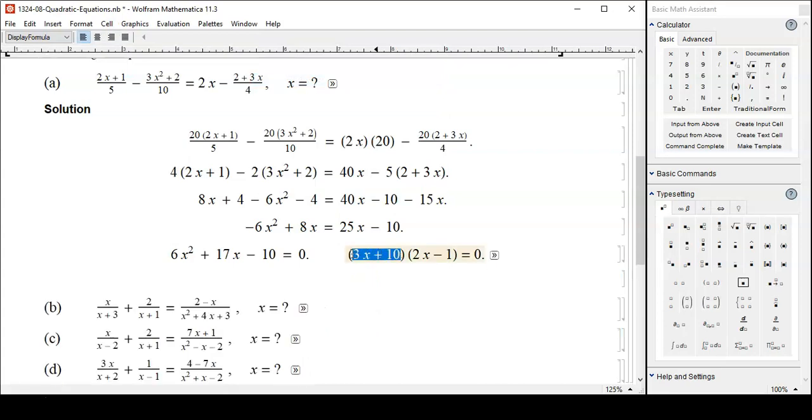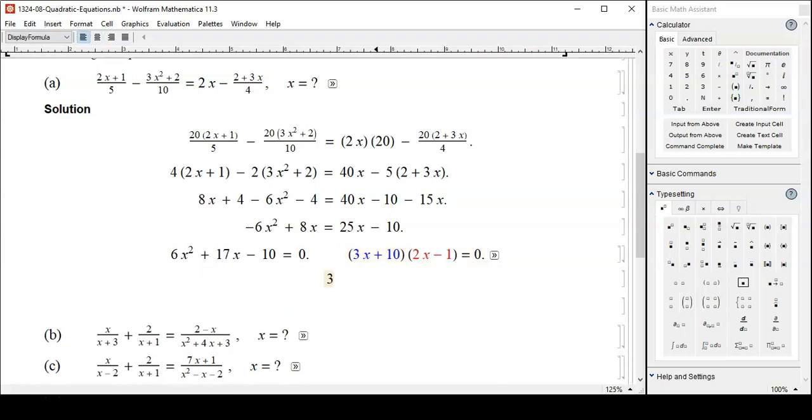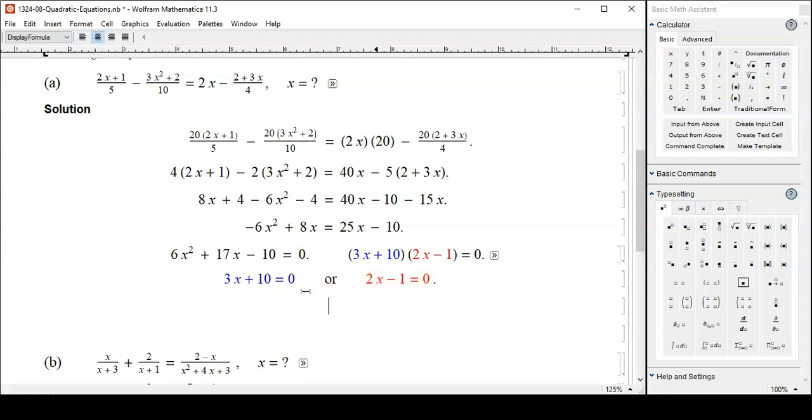So we have this blue times red equals to 0. Therefore, we have 3x plus 10 equal to 0, or 2x minus 1 equals to 0. This came from the red factor, and this came from the blue factor. All right, so 3x is equal to negative 10, or 2x is equal to 1, by flipping this 10 to the other side and 1 to the other side.